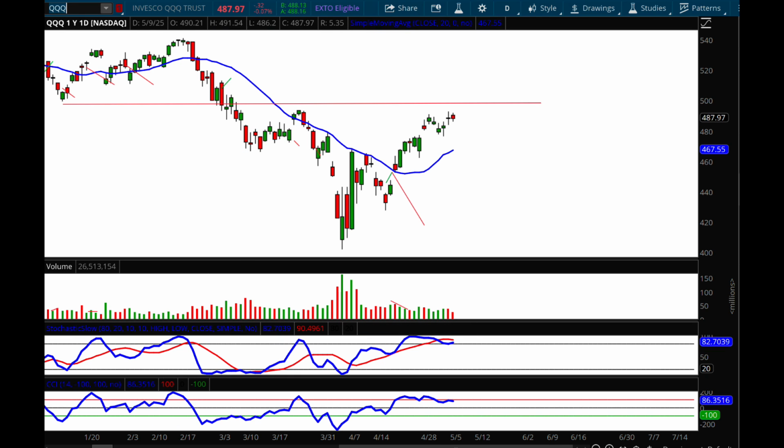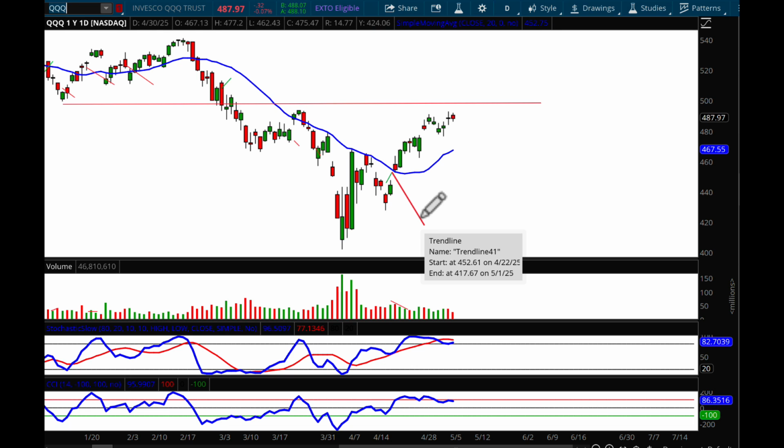So QQQ, it's pretty much going to be the same story. This is the tech sector hitting resistance again. This red line is a role reversal. That support that was broken here turned to resistance here. It held. I think the resistance is going to hold once again. So that downside target on QQQ, again, is still in place down here.